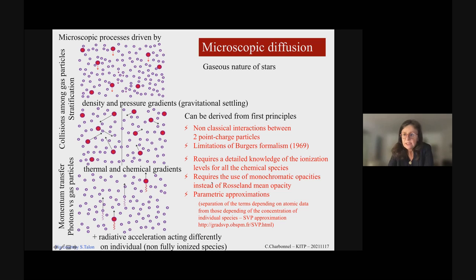And I think there is only one code where this is treated properly, which is the Montreal and Montpellier code, where all these things are taken into account. In other codes, we use parametric approximations, what is called the SVP approximation, which actually separates the terms that depend on the atomic data from those that depend on the concentration of the individual species.